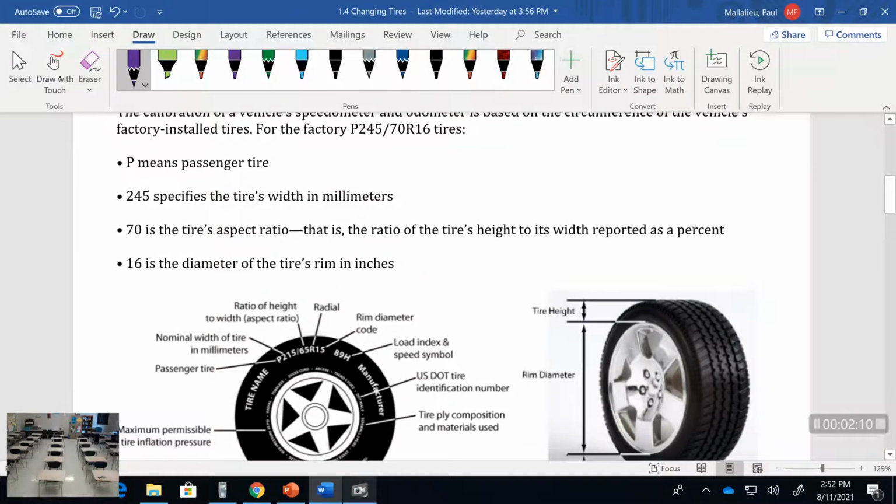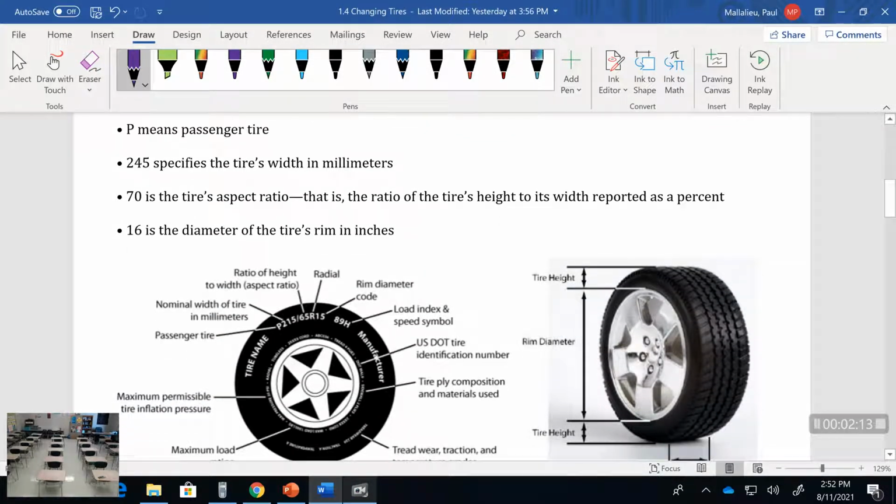It is important to look at the image down below to see that we have the P, which is just the passenger tire. The 245 is going to tell the width of the tire, the actual tire itself, not necessarily the rim, and that's in millimeters, which we don't use a lot in everyday life in the United States. And then 70, that's a ratio, which we'll convert to a percent. It's a ratio of the tire's height to its width, reported as a percent. And then 16, that's the diameter of the actual rim.